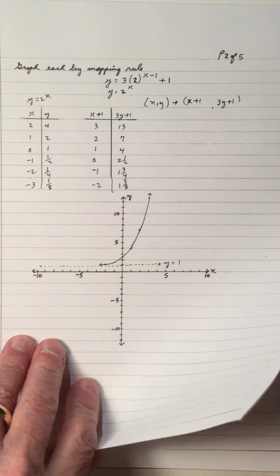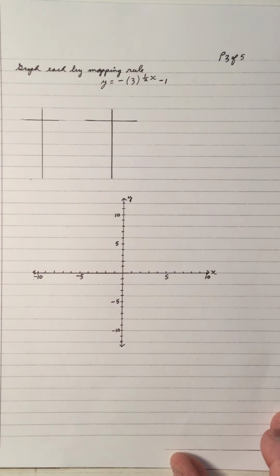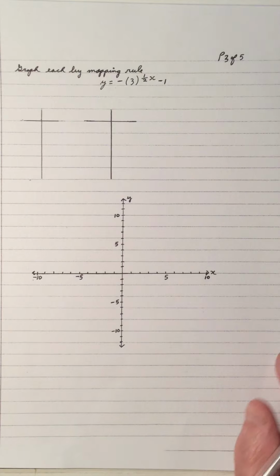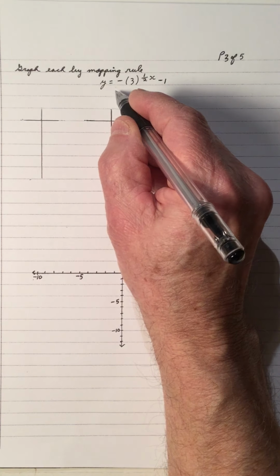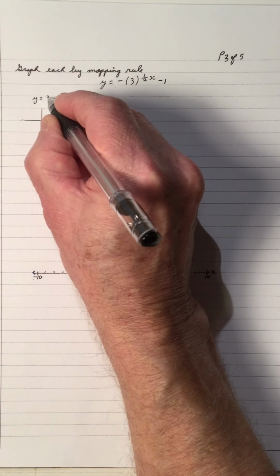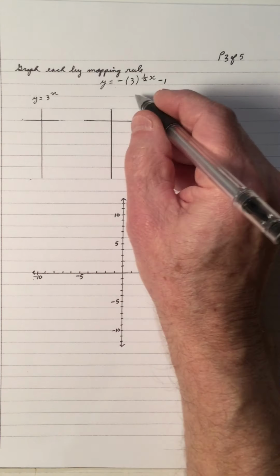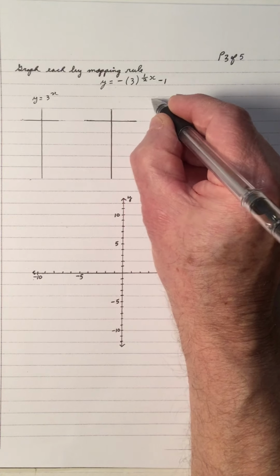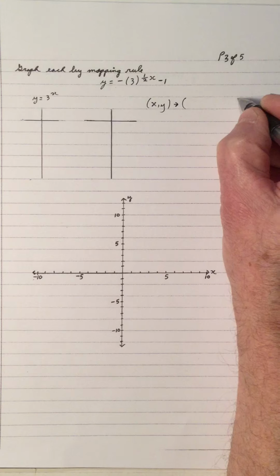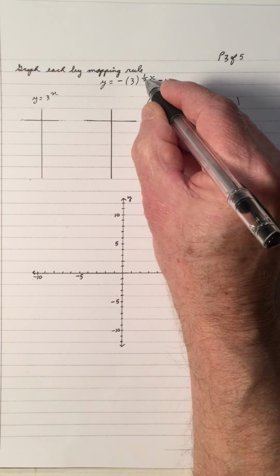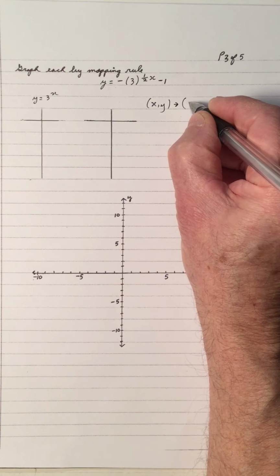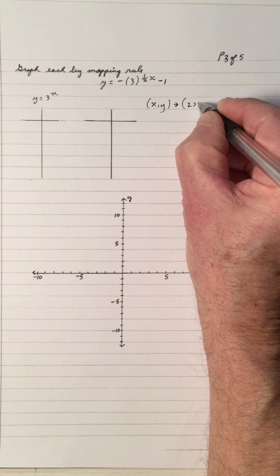Okay, let's graph another one. Graph each by the mapping rule. So we have this function. So again, we have y equals, the base is 3, so it's 3 to the x. And the mapping rule is x comma y. And let's look at the values of x. We have a half x and nothing else. So we have to get the reciprocal of that, which is 2.